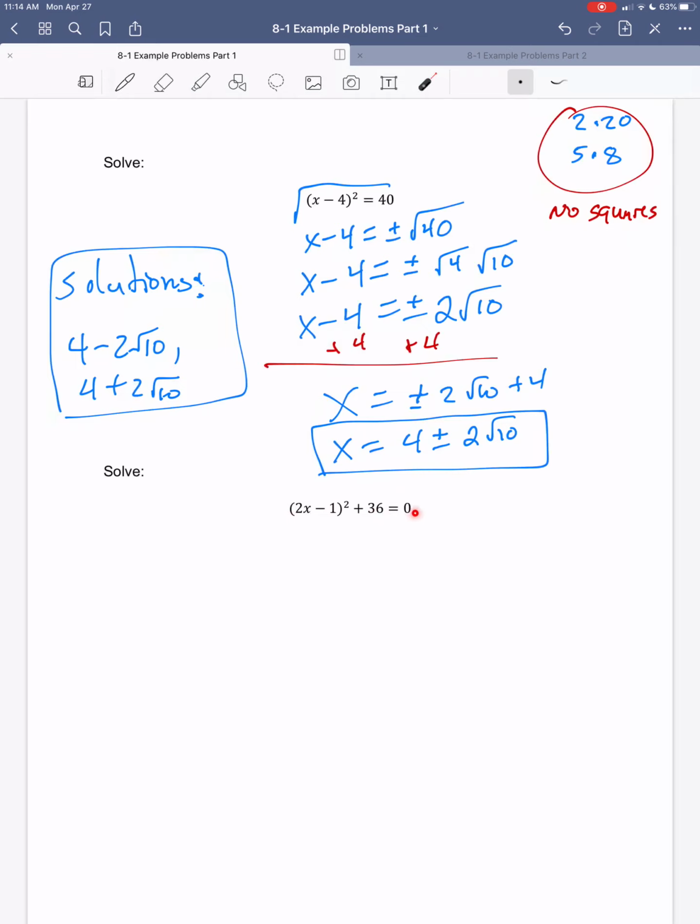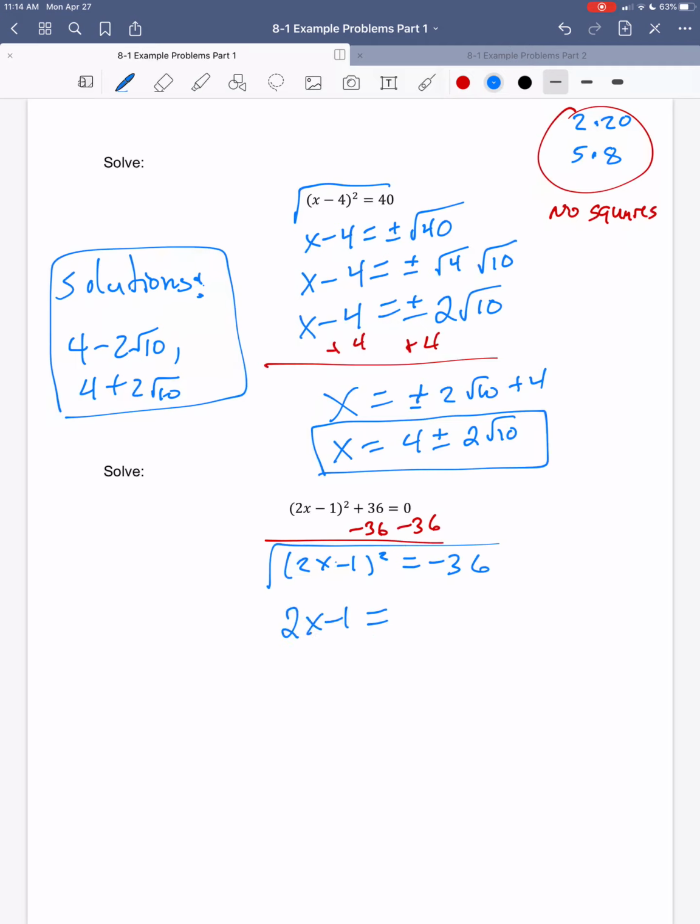This last example here, it's sort of similar to what I had in the third one up above. The problem is this squared quantity is not by itself, so I'm going to have to get rid of that 36. So I'm going to start by subtracting 36 from both sides. That's going to leave me 2x minus 1 quantity squared equals negative 36. And then I'm going to take the square root.